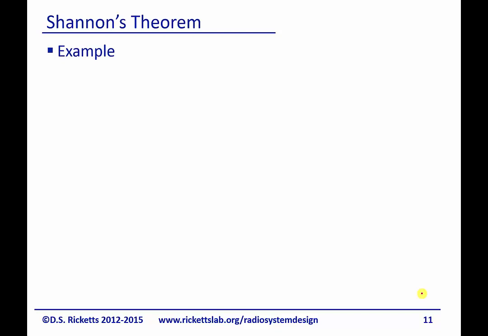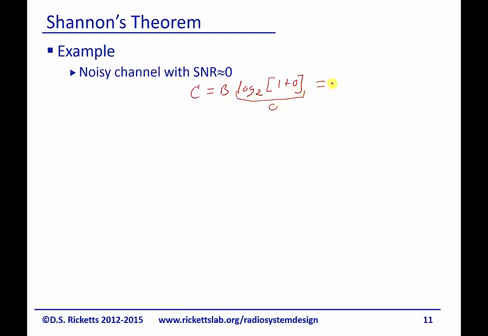All right, so let's use this and look at some examples. Let's assume we have a noisy channel with an SNR of 0. What's the capacity? So C equals B log 2 of 1 plus 0. So what's log 2 of 1? This is just simply equal to 0, and so the capacity is 0. Makes perfect sense. If my signal to noise ratio is 0, then basically I have no signal power compared to my noise. Now let's look at a noiseless channel where SNR is infinity.